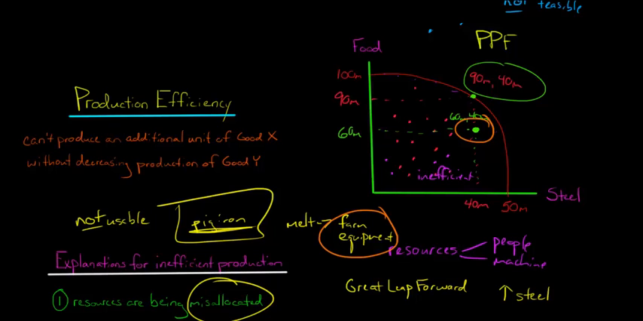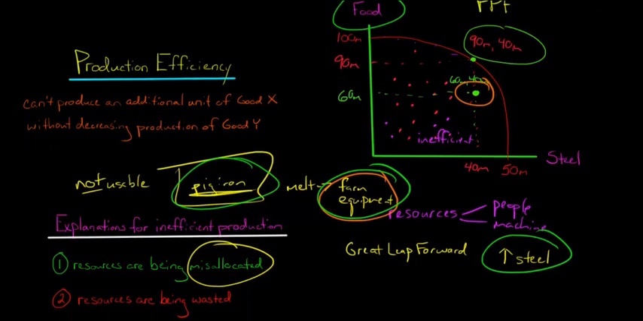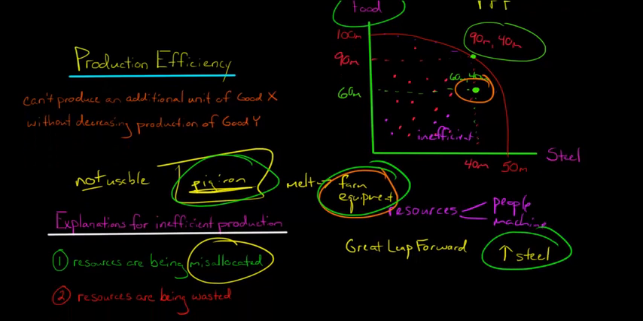So the idea is that we're not using the resources in the right way. Each resource, we want to use in the best way possible. If we have a bunch of farm equipment, it is best suited to producing food. It's not well suited to being melted down into pig iron so that we can try to increase our steel production. So that's a misallocation of resources, and it can lead to an inefficient point of production.